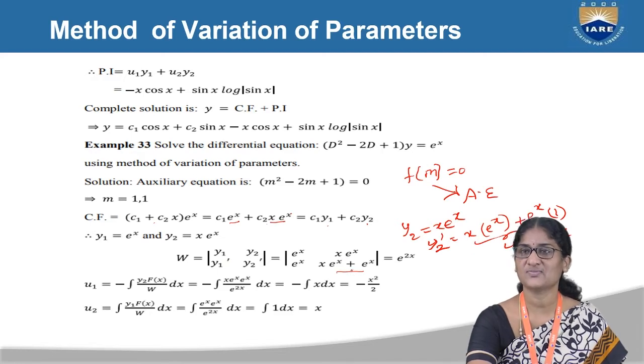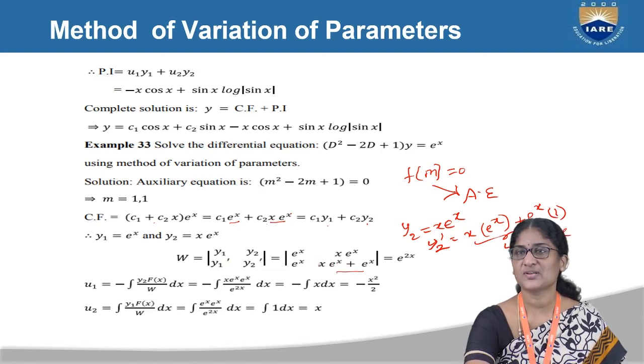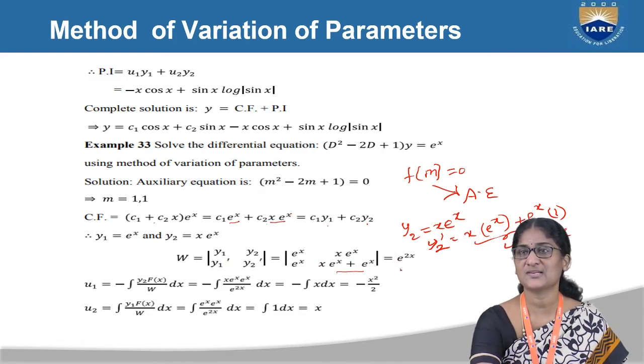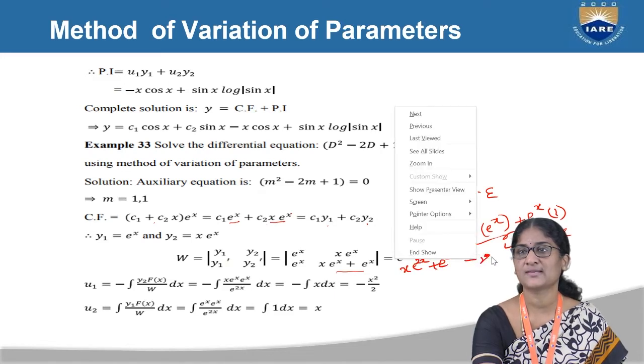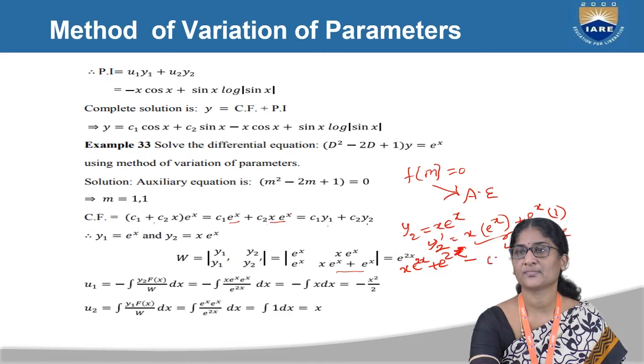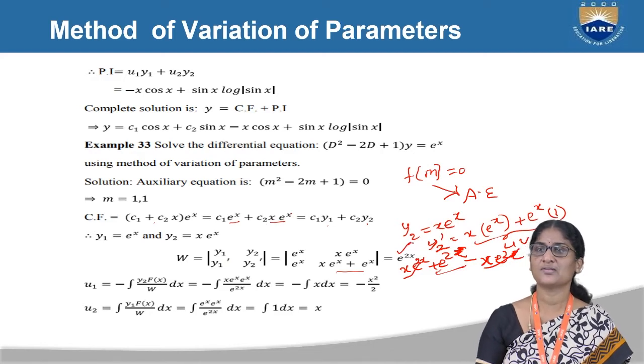So that's how we got this value. Take the matrix determinant: x into e power 2x plus e power 2x minus x into e power 2x. So e power 2x, x e power 2x, both will get cancelled. I'll repeat once again, the matrix determinant is x into e power 2x plus e power 2x minus x into e power 2x. So these two will get cancelled, and this will give you the value e power 2x. So that's how I got the Wronskian function.